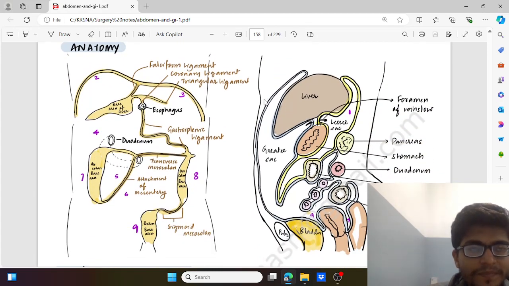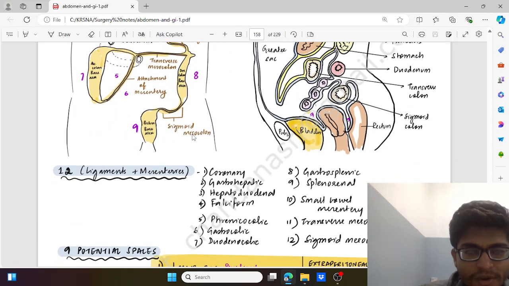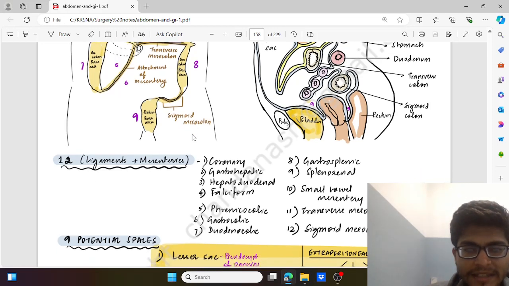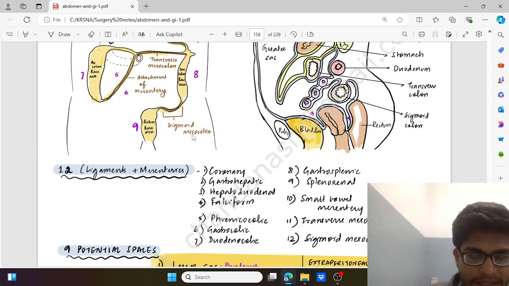From the liver to the diaphragm, as we can see in the diagram. Then we have the gastrohepatic ligament, as the name suggests, from the gastric part to the hepatic liver. Then the third one is the hepatoduodenal ligament, again in continuity with the gastrohepatic. Then is the falciform ligament, that is the ligament of the liver, from the liver to the abdominal wall or the parietal. Then is the phrenicocolic, from the diaphragm to the colon. Then gastrocolic, from stomach to colon.